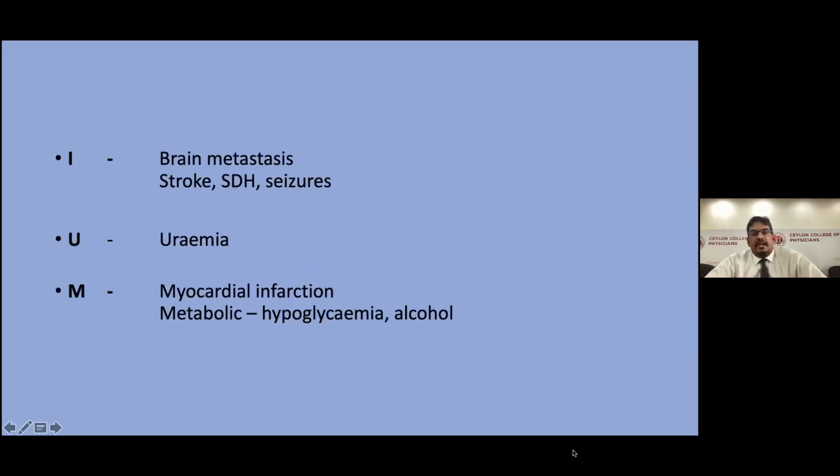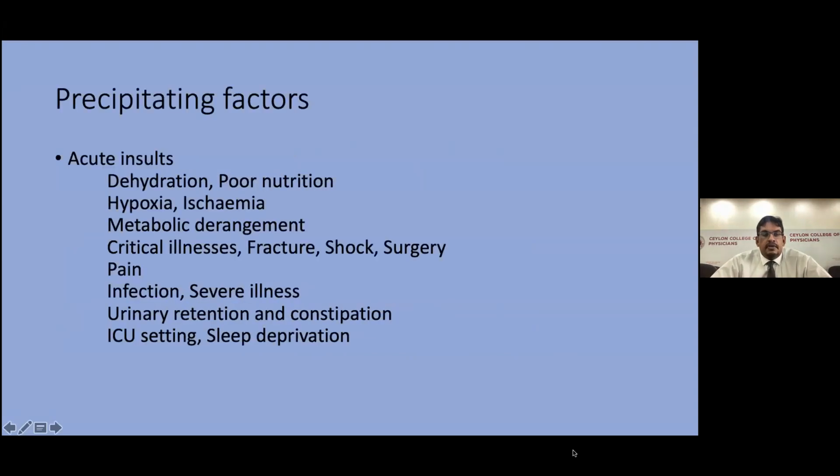The second I stands for brain mets, strokes, and seizures. So with regards to the brain, and also infarctions. U stands for uremia, and M stands for myocardial infarction and metabolic problems, especially hypoglycemia and alcohol. So one needs to be wary of these precipitating factors like dehydration, poor nutrition, hypoxia, ischemia, critical illness. We spoke of fractures and orthopedic surgery, which is associated with increased incidence of delirium, pain, infections, retention, and also ICU.